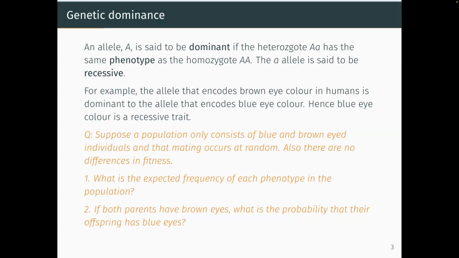So what I want to know then is, what is the expected frequency of each phenotype in the population? And then secondly, if both parents have brown eyes, what is the probability that their offspring has blue eyes? So have a go at that for a few minutes. Chat to the person next to you as well. You don't have to do this in silence. It's not an exam. And work through those problems, okay? This is just to get you thinking about what it means for things to be dominant and recessive.